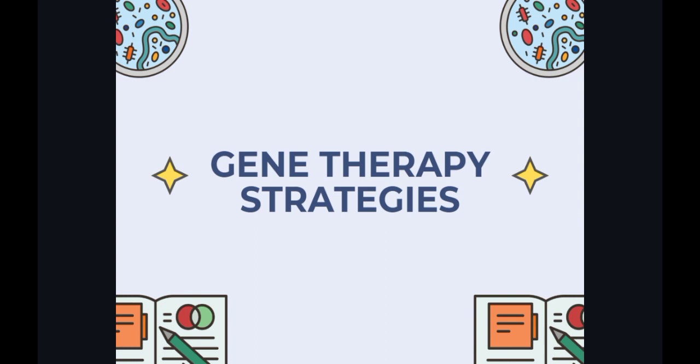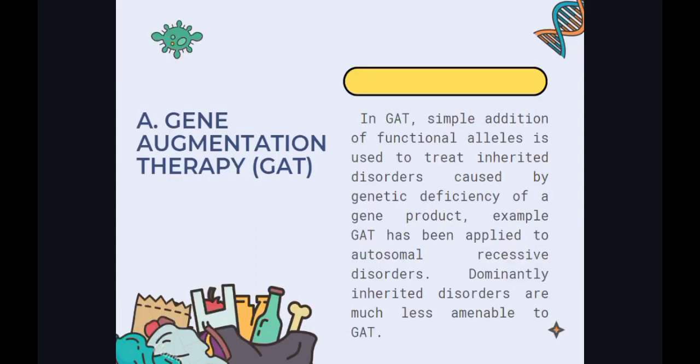Next, we have gene therapy strategies. Letter A, gene augmentation therapy or GAT. In GAT, simple addition of functional alleles is used to treat inherited disorders caused by genetic deficiency of a gene product. Example, GAT has been applied to autosomal recessive disorders. Dominantly inherited disorders are much less amenable to GAT.